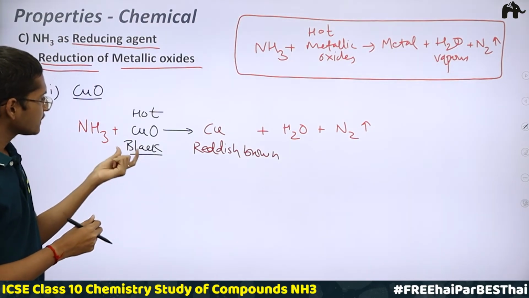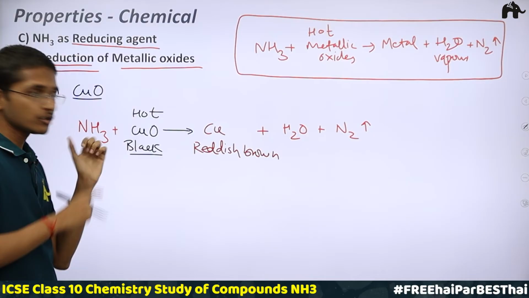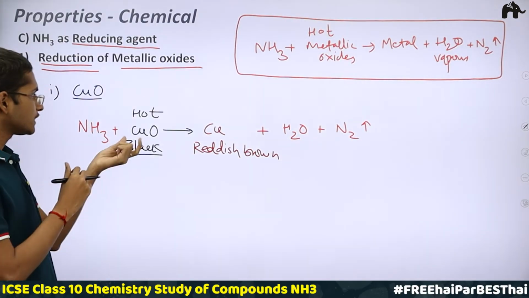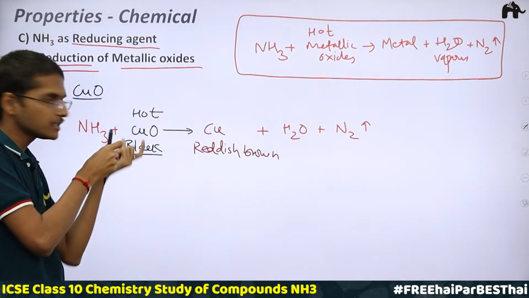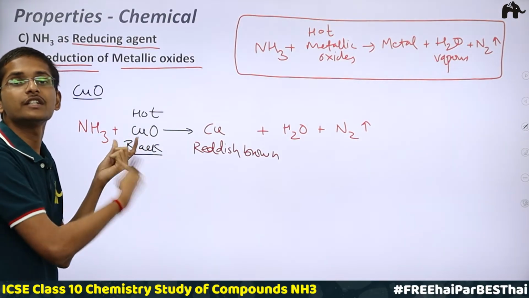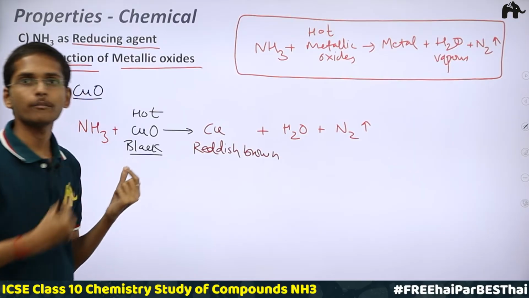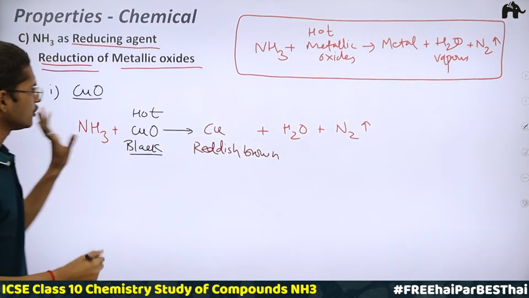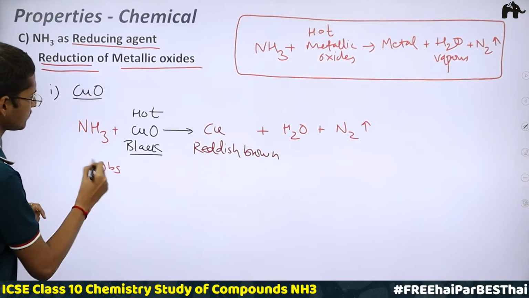So we can write that the black copper(II) oxide, because here we know that we are using copper(II) oxide and it is black in color, we can observe that the black copper(II) oxide is turned into reddish brown copper. Very simple. So this would be your observation. I'm not writing it again, you just make a note of the observation as well.